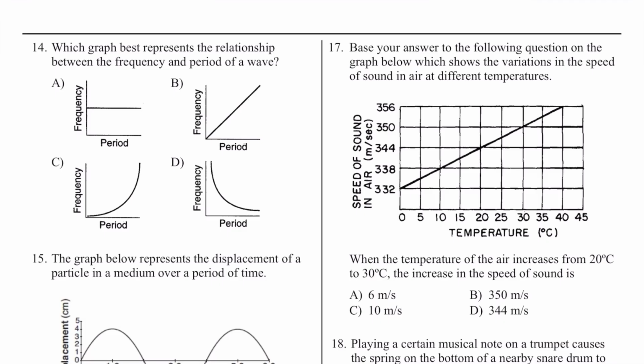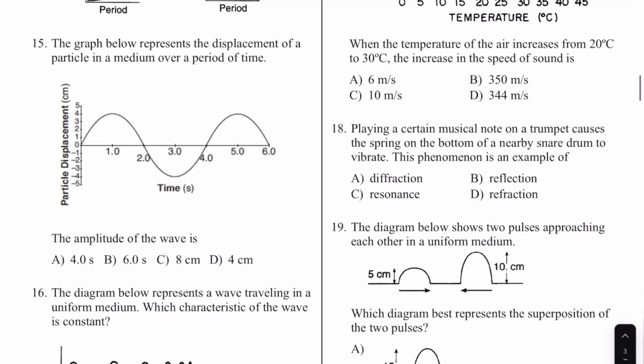14. Which graph best represents the relationship between the frequency and period of a wave? Remember that frequency equals 1 over period, and on these graphs, period is increasing. Now, if we look at this formula, frequency and period have an inverse relationship. So if period increases, that means frequency has to decrease. So our graph would be decreasing. The only decreasing graph here is D. So our answer is going to be D.